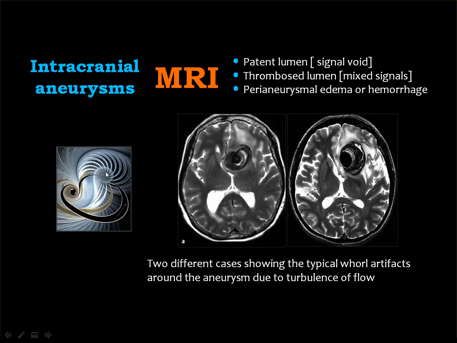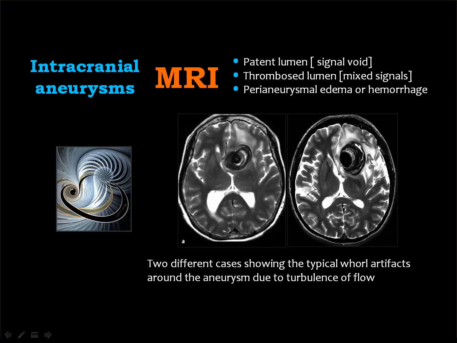There are whirly artifacts due to the turbulence of flow inside the lumen of the aneurysm. It will result in these circles of artifacts, and this will lead you to the diagnosis of an aneurysm. The patent lumen will show signal void. The thrombosed lumen will show mixed signals according to the age of the thrombus, if it is acute blood or subacute blood or chronic blood.